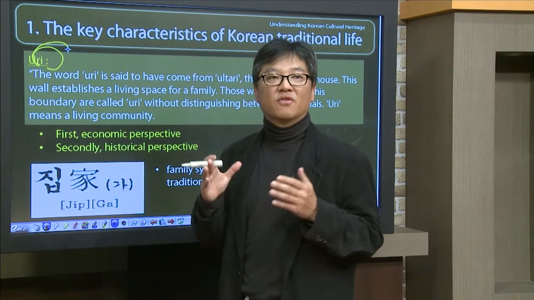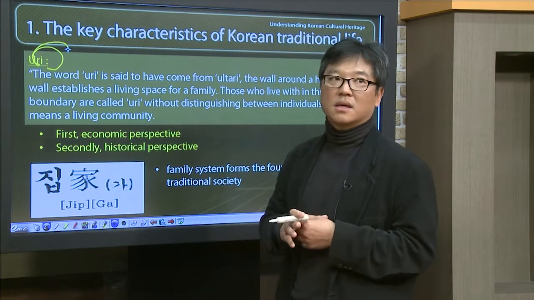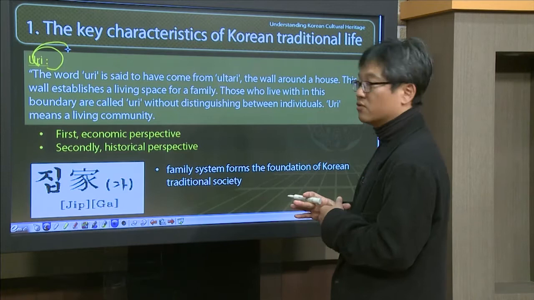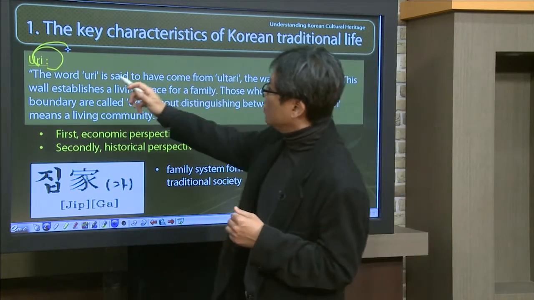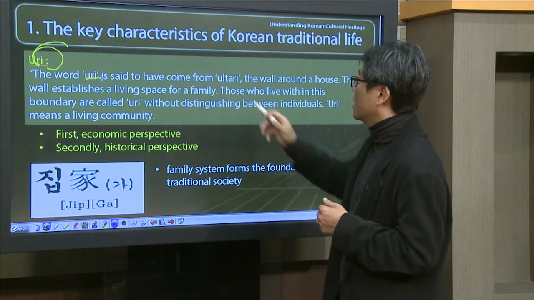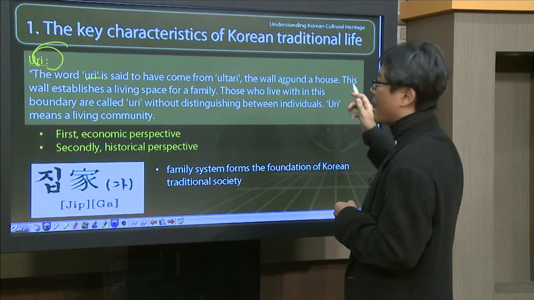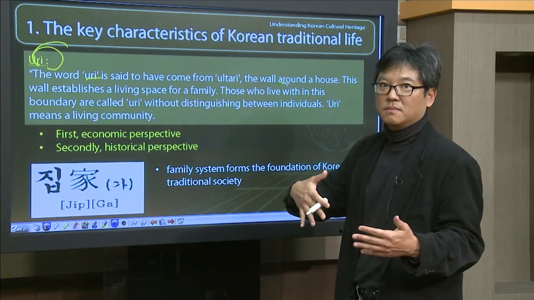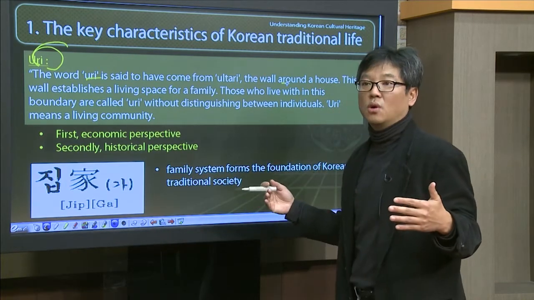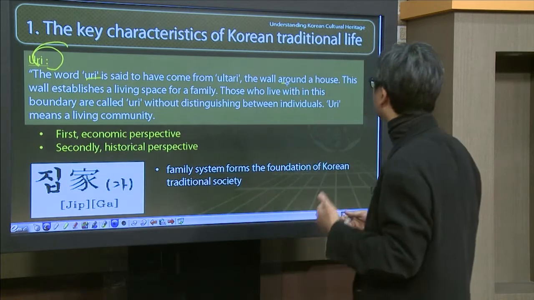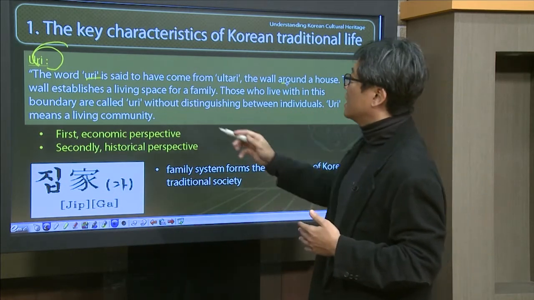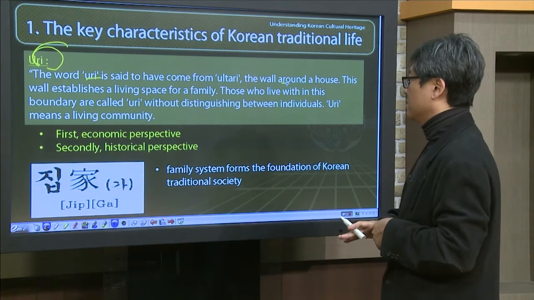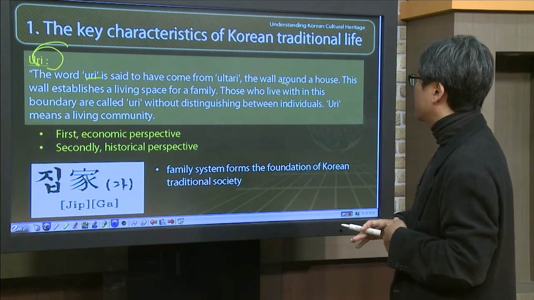우리 actually has a very important meaning, which characterizes the Korean traditional way of life. That's the key concept I want to address in this lesson. The term 우리 is said to have come from 울타리, which means the wall around the house. So it's a border, outside or inside. If you are inside the family, that's called 우리, us or we. This wall establishes a living space for a family, so those who live within this boundary are called 우리, without distinguishing between individuals.